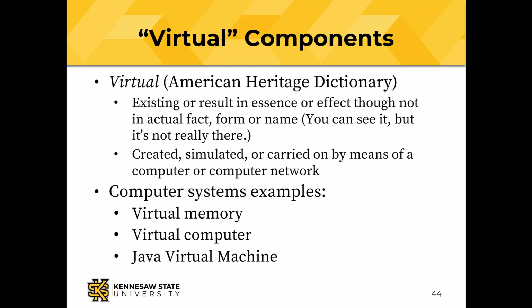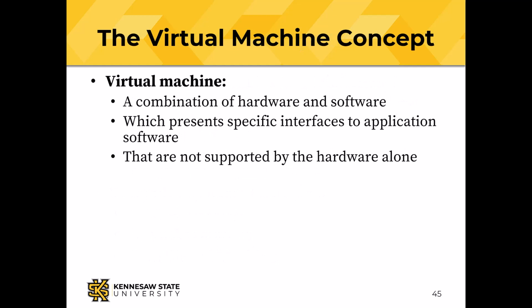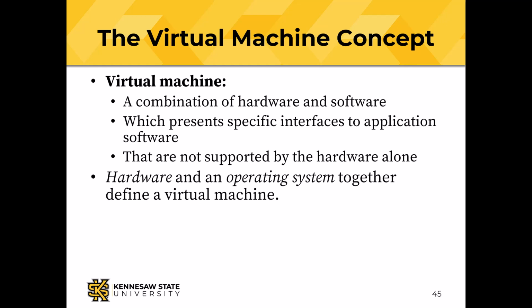We'll talk about virtual memory. We're going to talk about a virtual machine in just a few minutes. Then there's that Java virtual machine that lets Java work. Everybody has taken a programming course before you got here, so you already know about the job of virtual machines. A virtual machine is a combination of hardware and software that presents specific interfaces to the application software, and those specific interfaces are not supported by the hardware alone. The hardware and software together define a virtual machine.